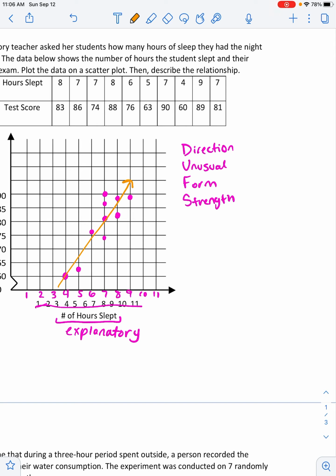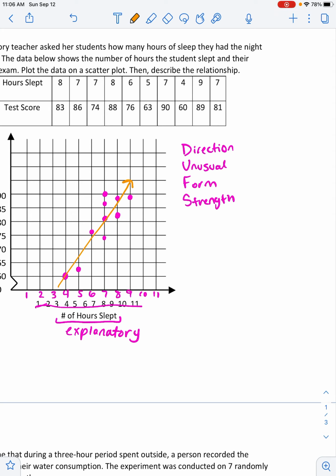So it does follow that linear shape. So for form, it does follow a linear line. For strength, it's kind of tight. It's not the most, but I would say it's slightly pretty strong. And unusual, I wouldn't call any of these to be particularly unusual.